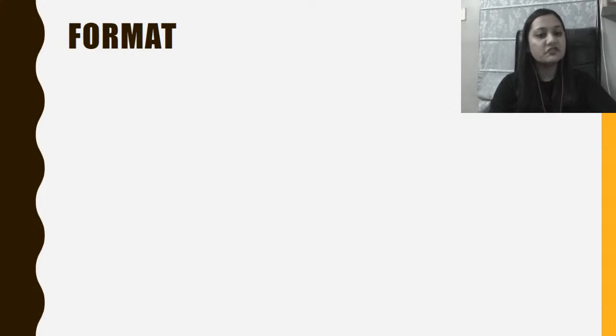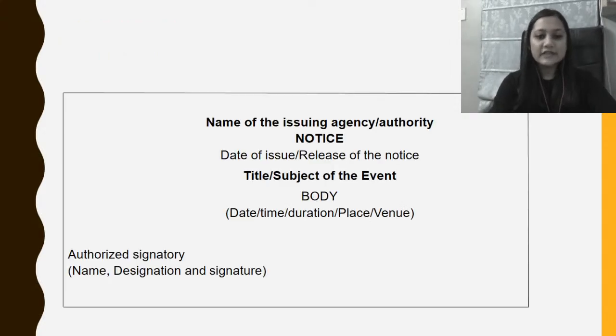Next, let's check the format of the notice. That is how the format needs to be. Name of the issuing agency or authority: whosoever is issuing this notice, their name needs to be there. The word notice needs to be there. I repeat, the word notice needs to be there. Date of issue, release of the notice, needs to be there. Title, subject of the event needs to be there. You do need to keep this in mind. After that, the content, the body of your text, will begin.